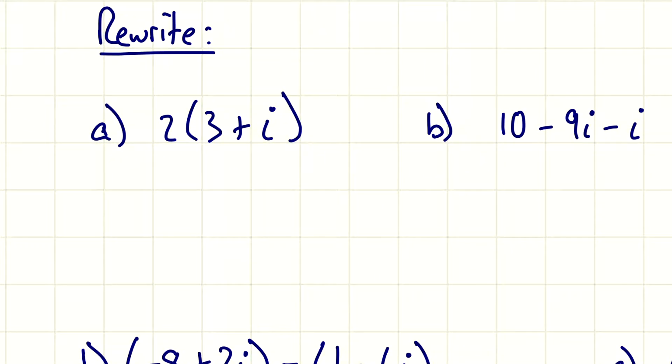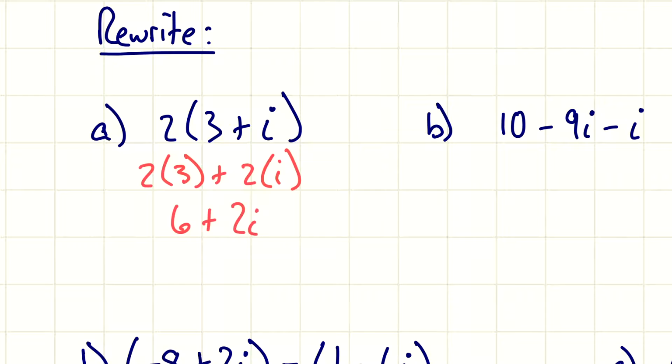So 2 times 3 plus i. All we're looking to do here is really distribute. So I'm just going to distribute that 2 to everything. It's really 2 times 3 plus 2 times i, distributing that 2 to everything, which is 6 plus 2i. And that's it. That's our complex number format.